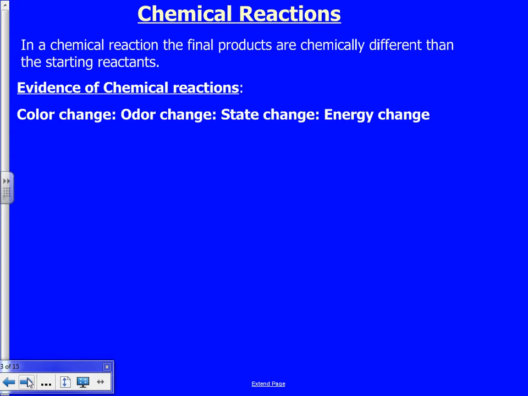So we talked about this already. In a chemical reaction, the final products are chemically different. That's the definition of a chemical reaction. The final products are chemically different from the starting reactants, and those are 2 terms that we are going to want to be familiar with: reactants and products.